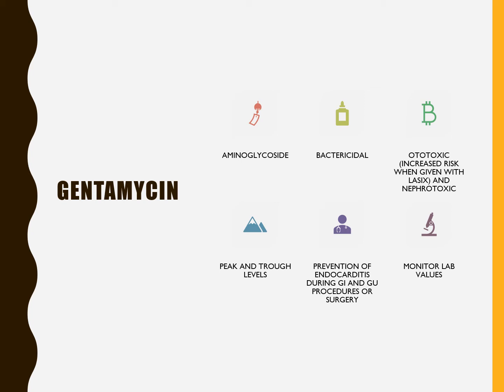This is one that you might be asked to take a peak and trough with, especially if they're getting it 3 times a day, which is the traditional dosage. A peak would be taken 30 minutes to an hour after administering, and a trough would be taken just right before the next dose. It is also commonly used to prevent endocarditis, so that would be a prophylactic use of it. And it's also used during GI and GU procedures and surgery. So really the biggest thing I want you to remember about gentamicin is its ototoxic and its nephrotoxic tendencies.